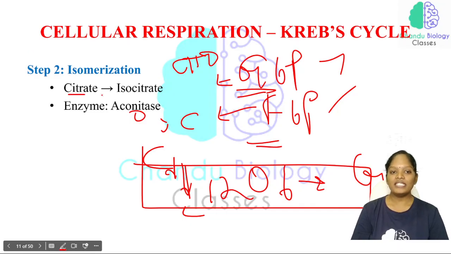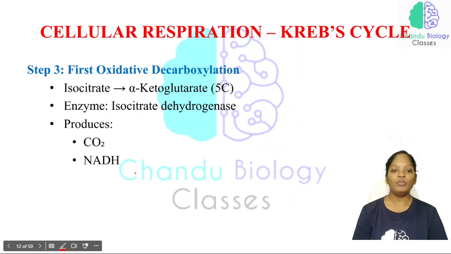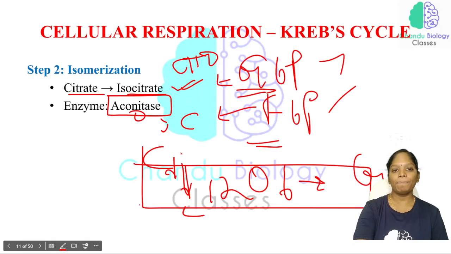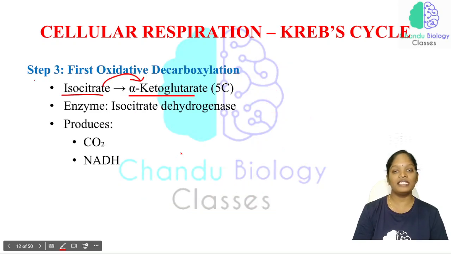In the same way, citrate is a 6 carbon and isocitrate is also a 6 carbon. As it is an isomer, which enzyme is mediating this particular conversion? Aconitase. This is a very important reaction. Now the third important step is isocitrate getting converted into alpha ketoglutarate. The 6 carbon citrate converts into isocitrate, and from isocitrate it converts into 5 carbon alpha ketoglutarate.